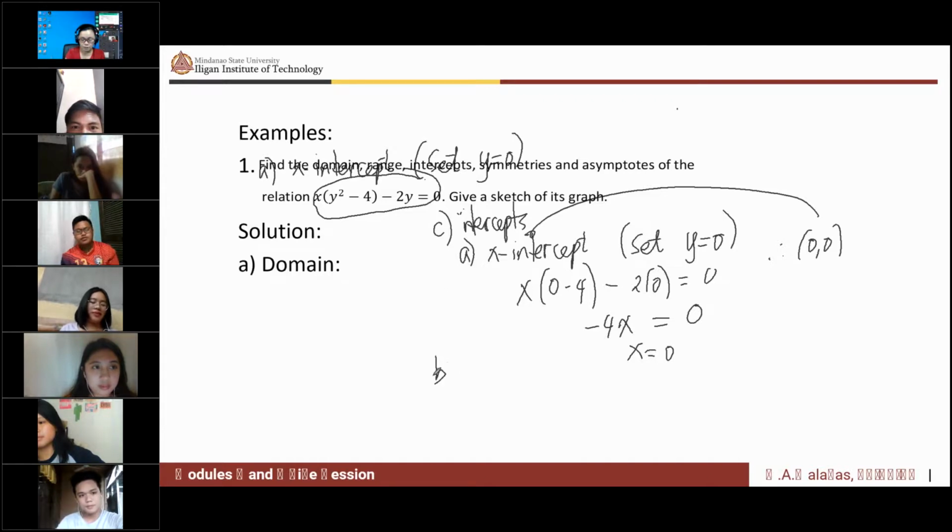And then to solve for the y-intercept, please do not be as messy as this when you submit your task.